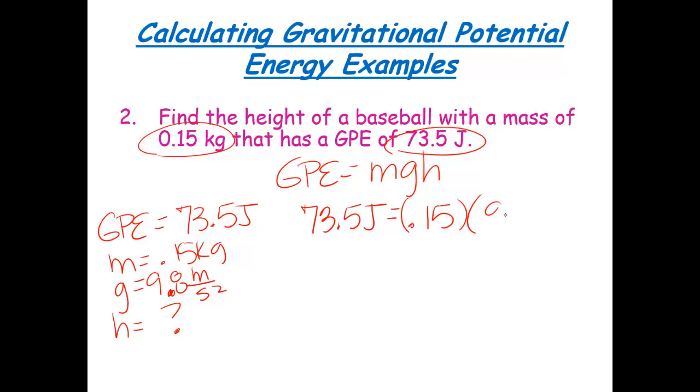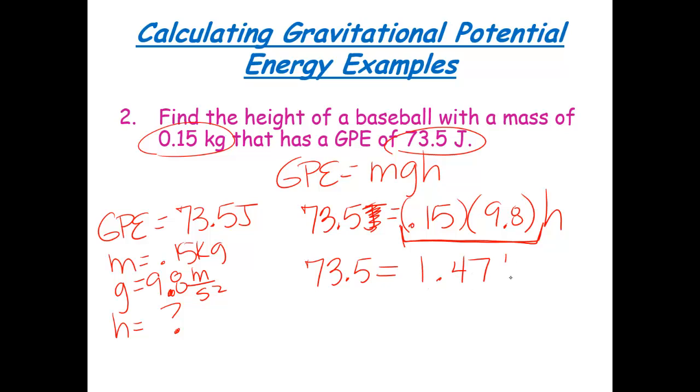So with this problem, you're going to have to first multiply these two together. Multiply your 0.15 and your 9.8. Okay. So 73.5, and I don't know why I wrote that J up there, you don't really need that, is equal to, when you multiply those two together, you get 1.47, and you still have the h. Now you can solve for your h. So take your 73.5 divided by 1.47. So h is equal to 50. And if it's h, it's going to be meters, because your heights are always in meters.